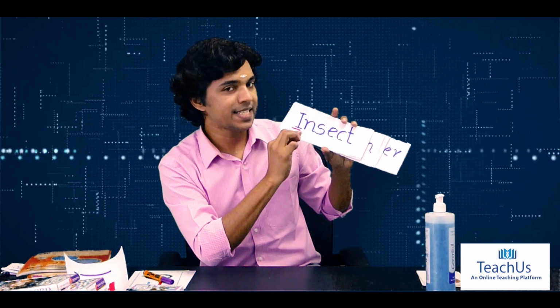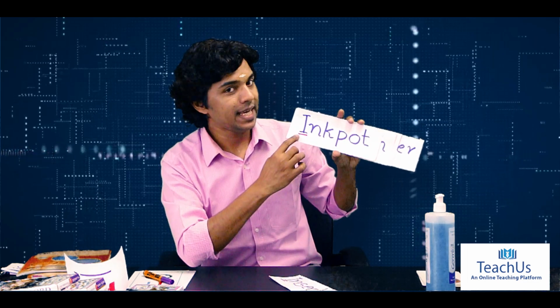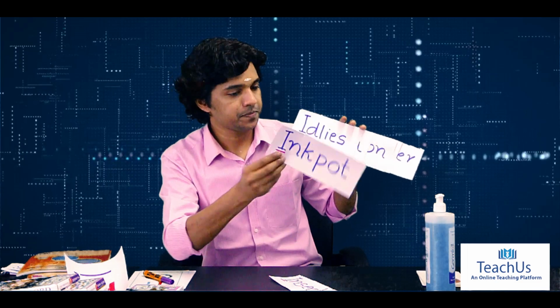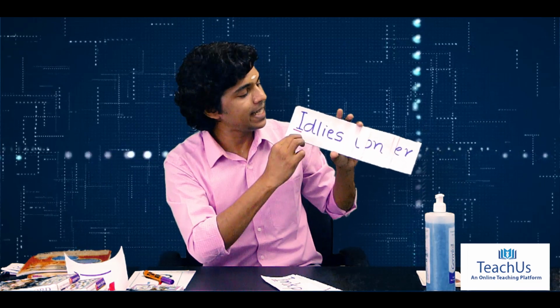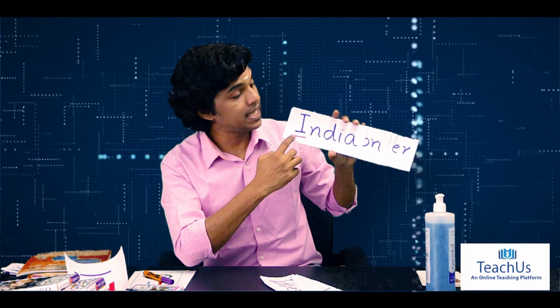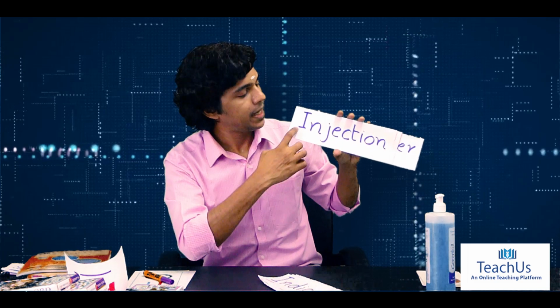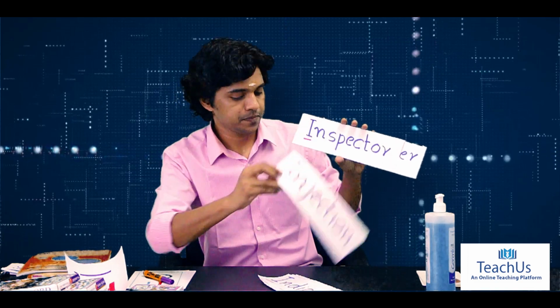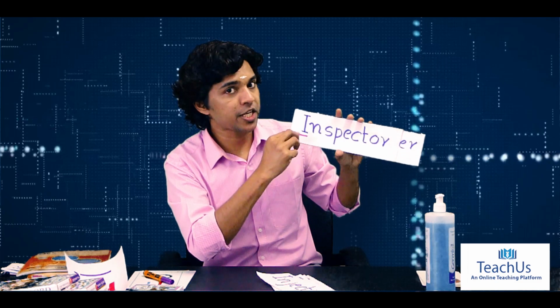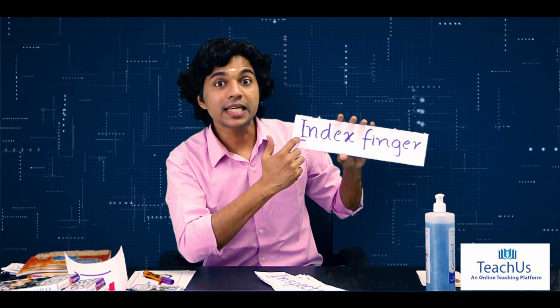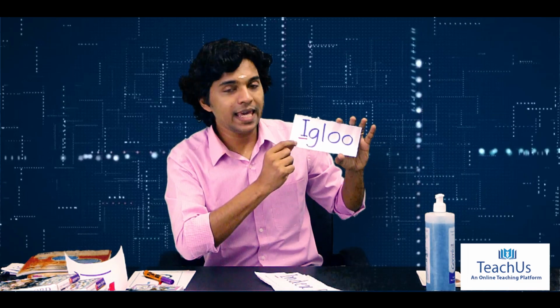Very good. So now, shall we read the flashcards? Shall we read these words? E as in insect. E as in inkpot. E as in idlis. E as in India. E as in injection. E as in inspector. E as in index finger. E as in igloo.